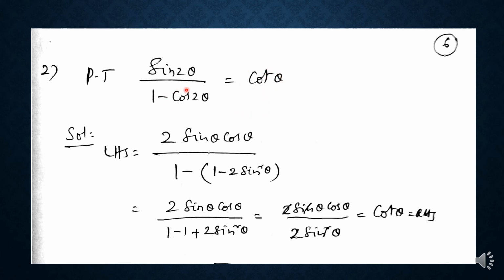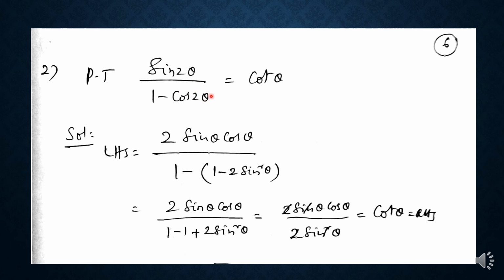So we should write cos 2 theta in terms of sin theta, because we have 4 formulas for cos 2 theta. So we can get confused about which form to apply here. So for that we should check what is there in the right hand side, what we should prove. So in the right hand side we have cot theta. So cot theta means cos theta by sin theta. So in the denominator we should have sin theta terms. That's why we are applying cos 2 theta in terms of sin theta.